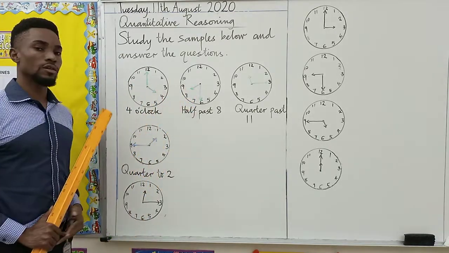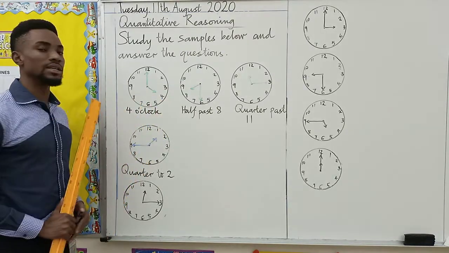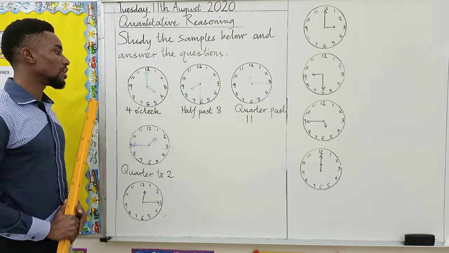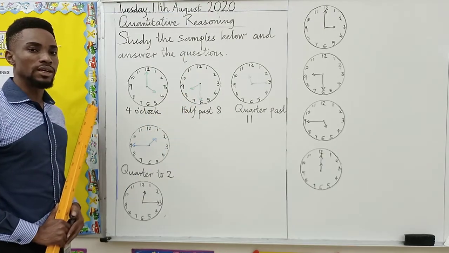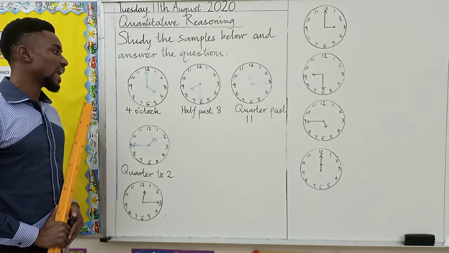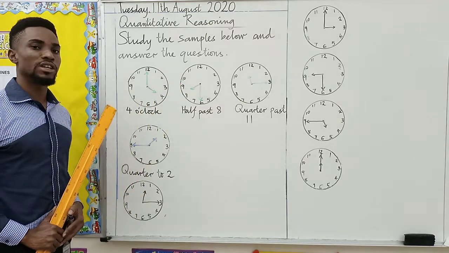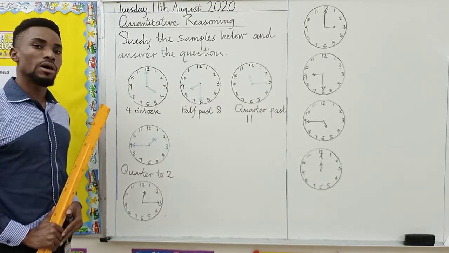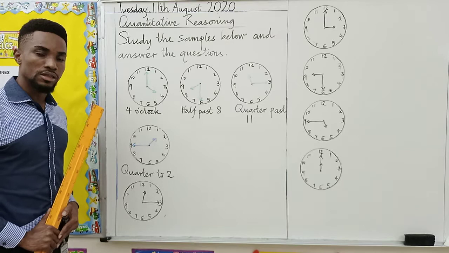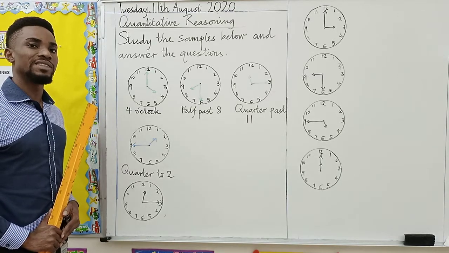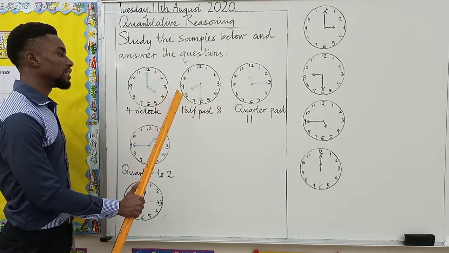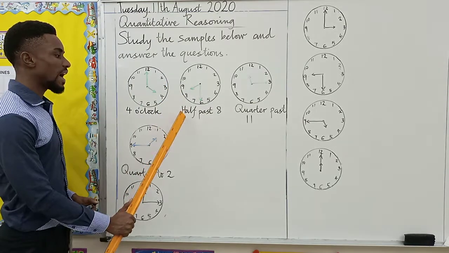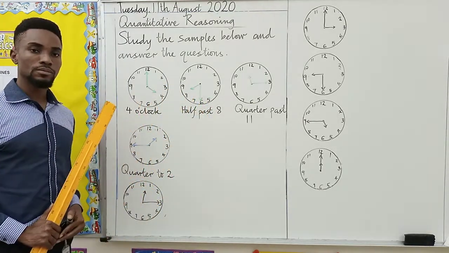On the second clock, we have 8:30. Why is it 8:30? Because the minute hand is pointed toward 6, indicating half past. And the hour hand is between 8 and 9. Once we are talking about past, we pick the smaller number that the hour hand is between. And the smaller number between 8 and 9 is 8. So the time is 8:30.